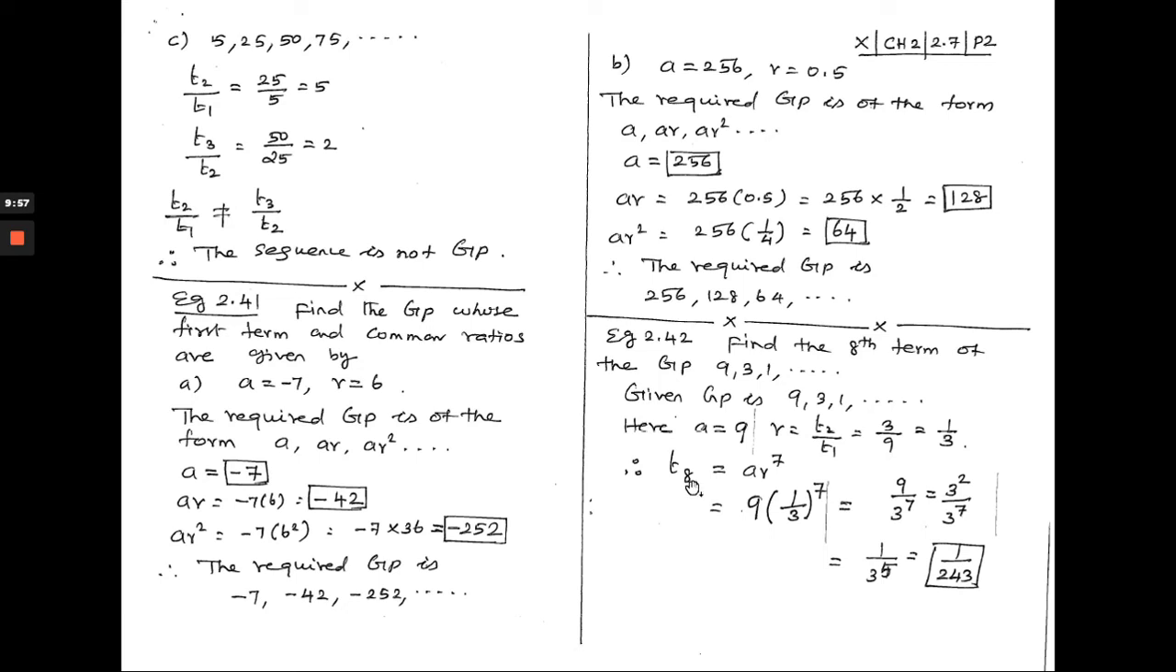Now the eighth term is a r power 7. The nth term is a r power n minus 1, so in place of n, substitute n equal to 8. a r power 8 minus 1 is 7, so a r power 7. Here a is equal to 9 and r is 1 by 3 whole to the power 7. So 9 divided by 3 power 7, that is 3 squared divided by 3 power 7. So 1 divided by 3 power 5 is equal to 1 divided by 243. Therefore, the eighth term of the GP is 1 by 243.